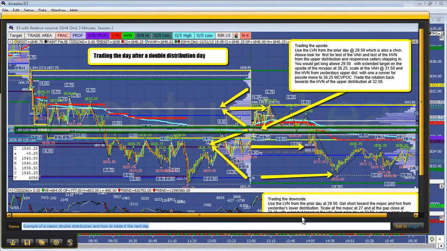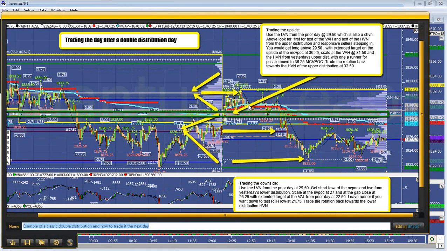This is what I put in the room partway through the day, showing that I put in the room in the morning that I'd be trading off that 1829.50 LVN, with the probability of coming and testing the upper distribution of the double distribution day. We went up and tested it, and then we came down, broke back through the LVN, came down and took out the naked VPOC, which is also the HVN of the lower distribution, and traded around there, and basically was showing the levels that you'd be looking to scale and looking for possible extension to.